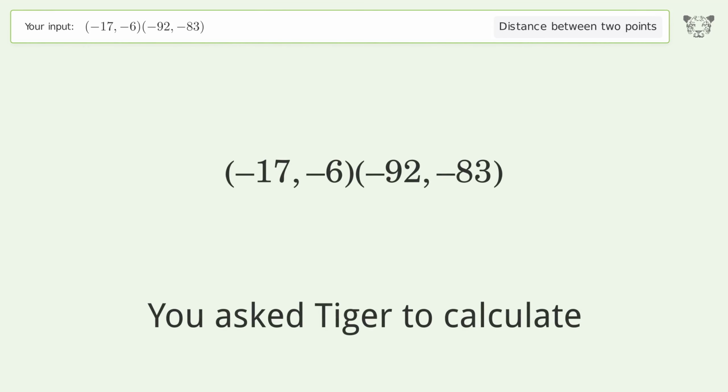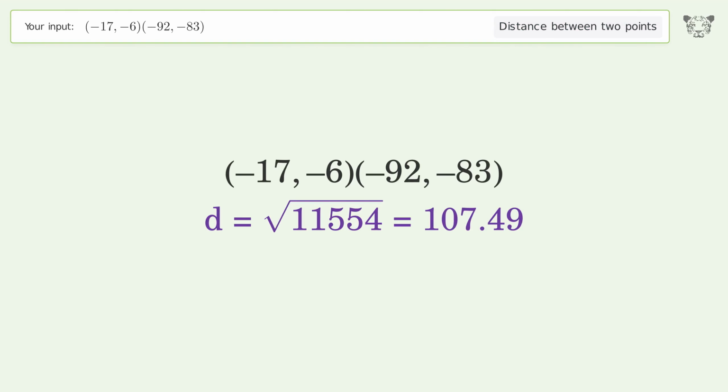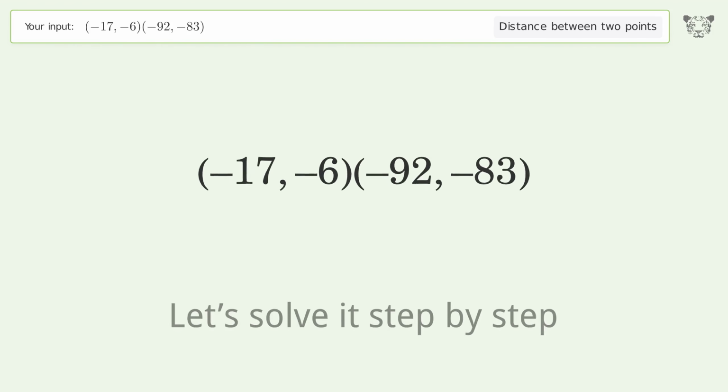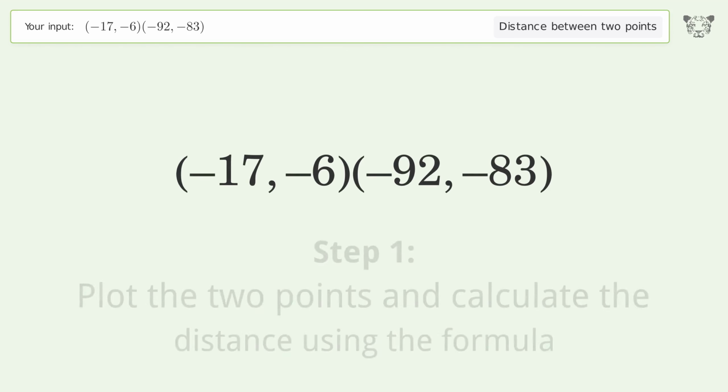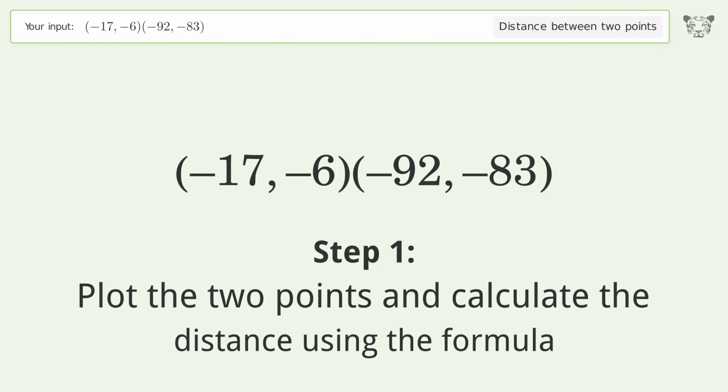You ask Tiger to calculate. This deals with the distance between 2 points. The distance between the 2 points is the square root of 11,554 or 107.49. Let's solve it step by step. Plot the 2 points and calculate the distance using the formula.